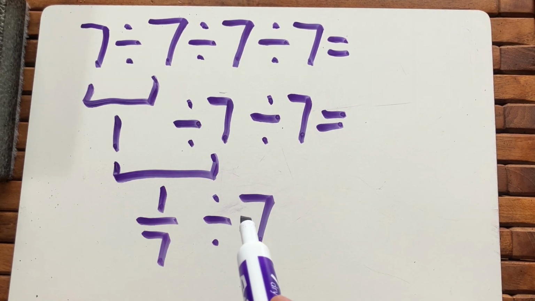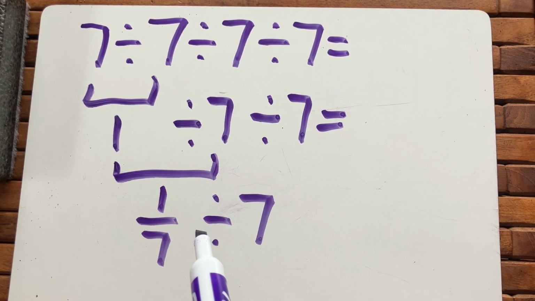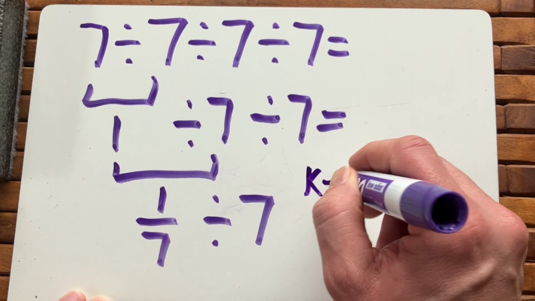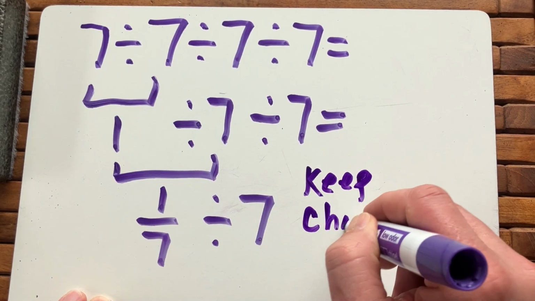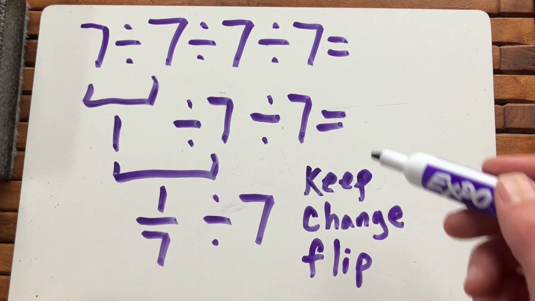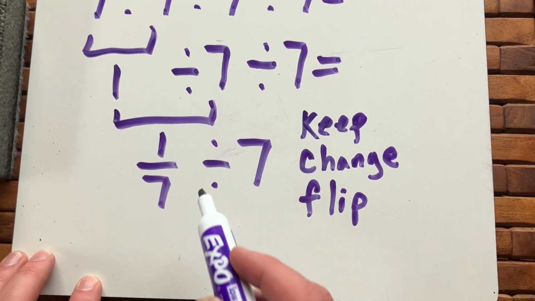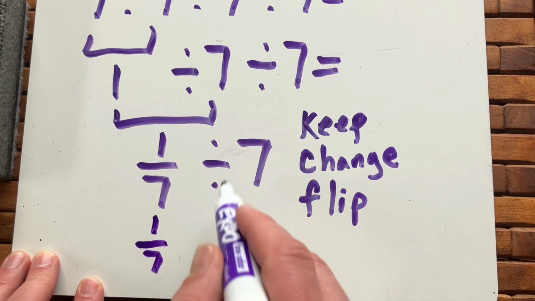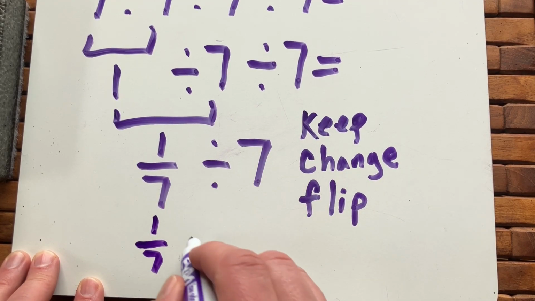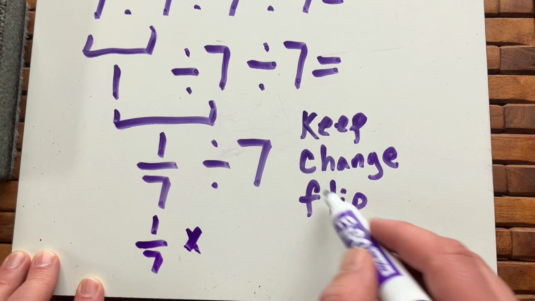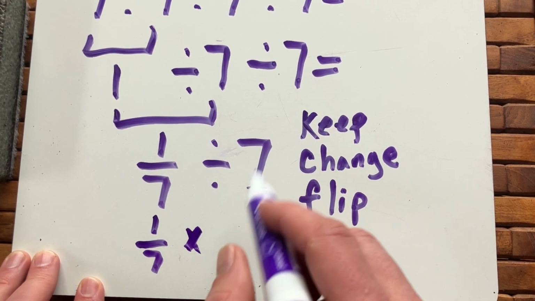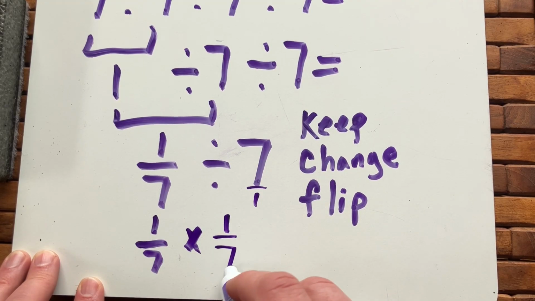Now this part can be a little tricky because we're dividing a fraction. To do this, we need to understand keep, change, flip. What this tells us is that we're going to keep 1/7. We're going to change the operation to multiplication, and then we're going to flip this fraction, which would be 7 over 1. We're going to flip it to 1 over 7. And then we just multiply the fraction straight across.